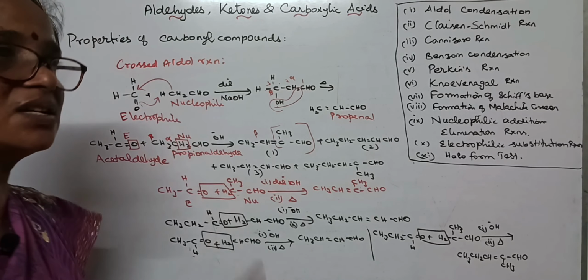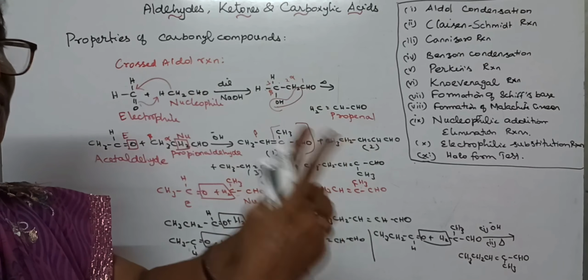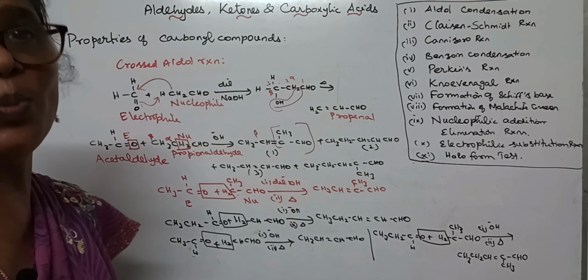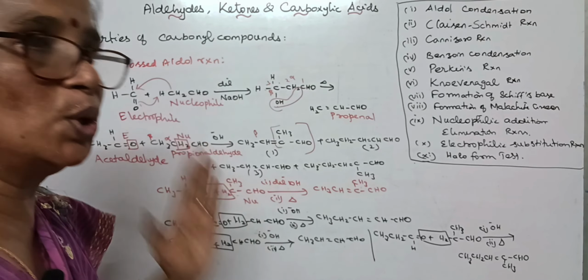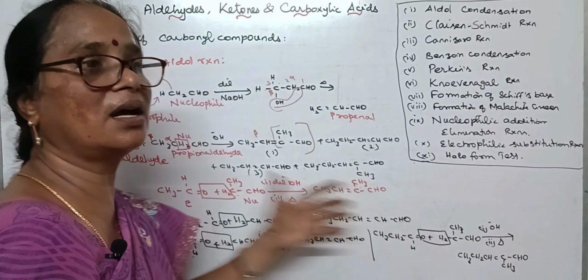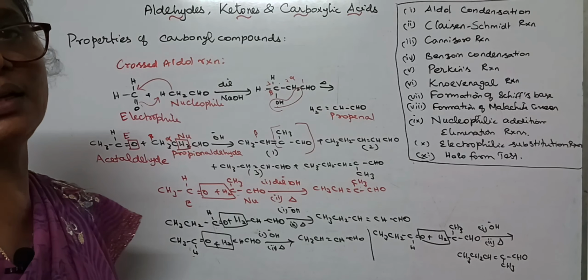So first of all, you have to fix which is alpha, which is beta. Only from the alpha, beta carbon is the water to be removed. This we should know. Based on that only you can get the correct product of the combining reactants.